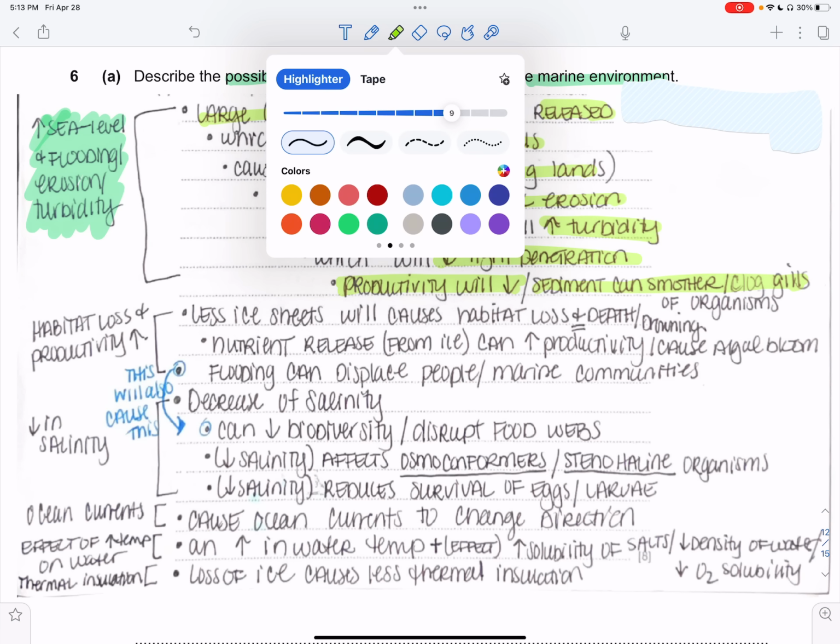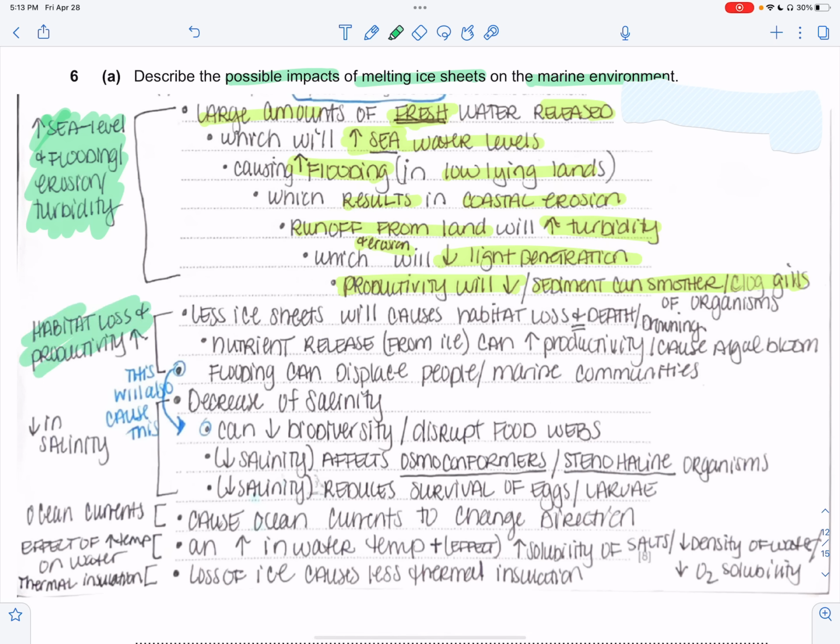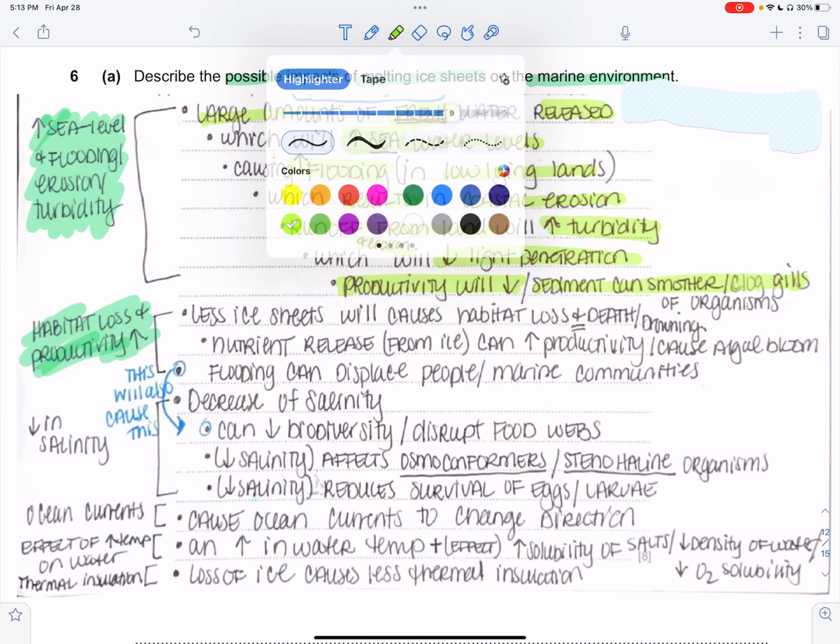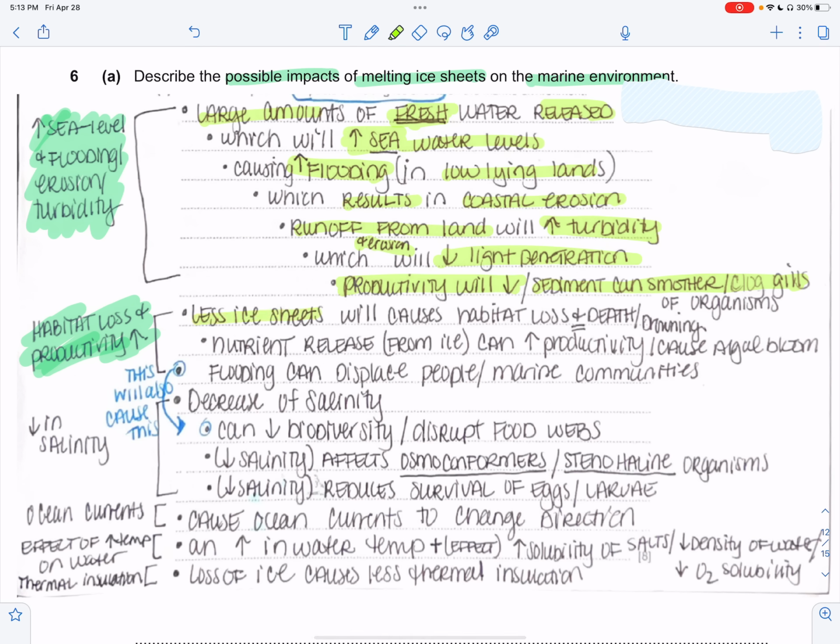Okay, another thing we can mention is going to be habitat loss and productivity possibly increasing due to algal blooms. So less ice sheets will cause habitat loss and death, or could cause drowning. So like our sweet polar bears. We can have excess nutrient release from the ice that could increase productivity, causing algal blooms.